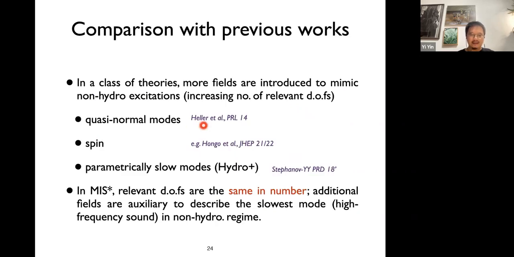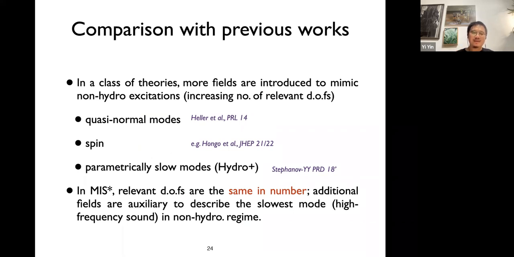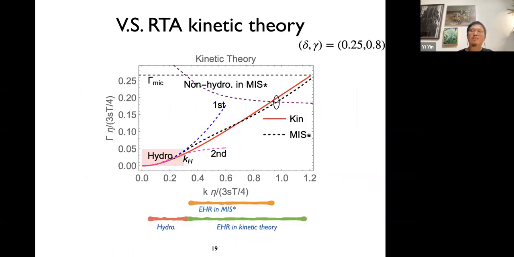For example, in Michael Heller's early work, they introduced some additional degrees of freedom so that we can describe the quasi-normal modes, not just the hydrodynamic modes. Or like what you did with Hongo and others, you introduced some tensor, anti-symmetric degrees of freedom in order to describe spin. The philosophy is that those degrees of freedom are what you are interested in. But here, what we are interested in is still the high frequency sound wave, which we know the usual MIS theory cannot describe. So what we do is introduce some additional fields, but we don't introduce the number of slow modes; we use the parameters associated with these pi's to mimic the dispersion relation of the sound wave. I think that's how this really works.